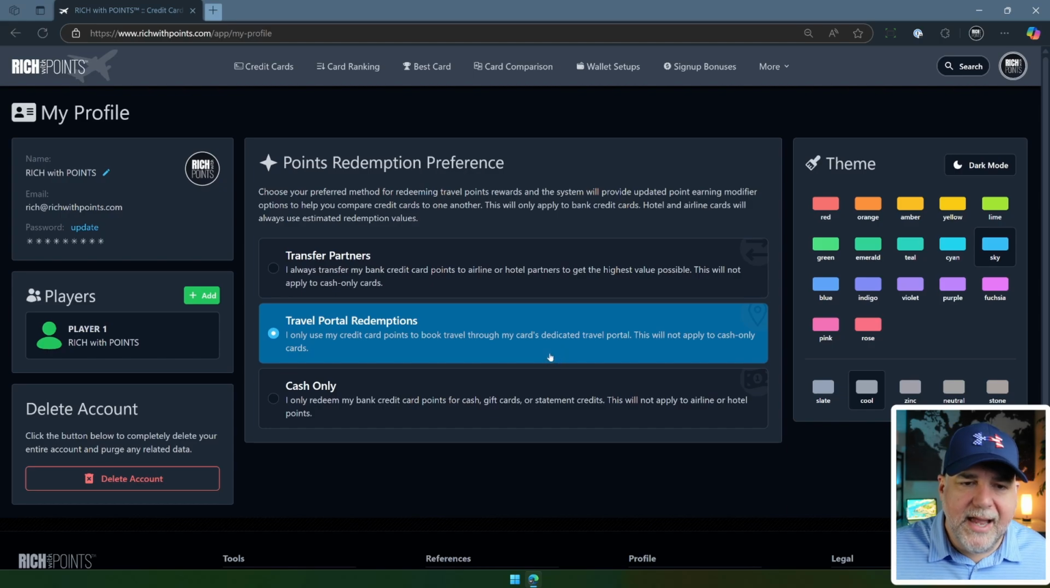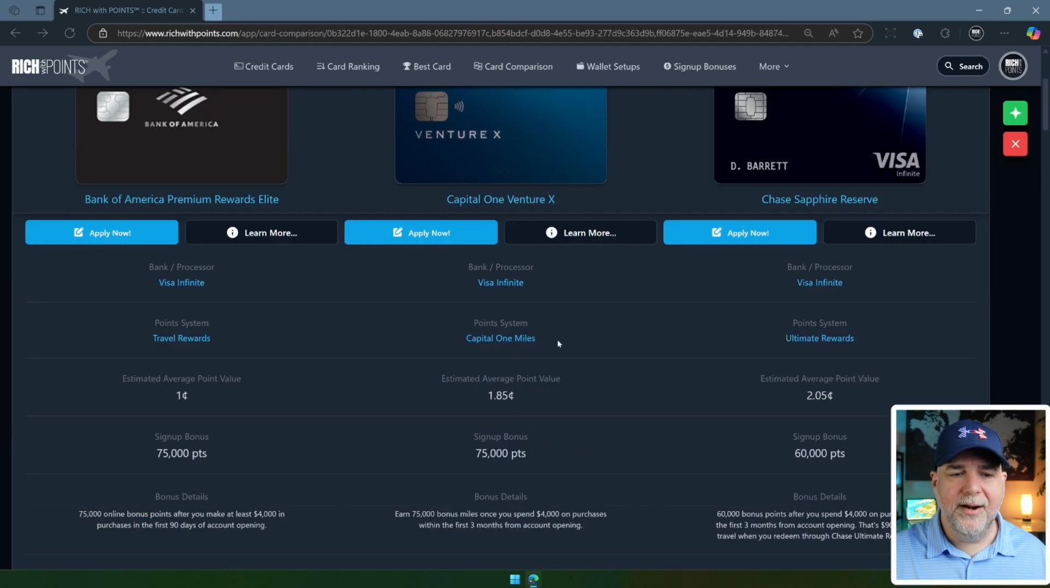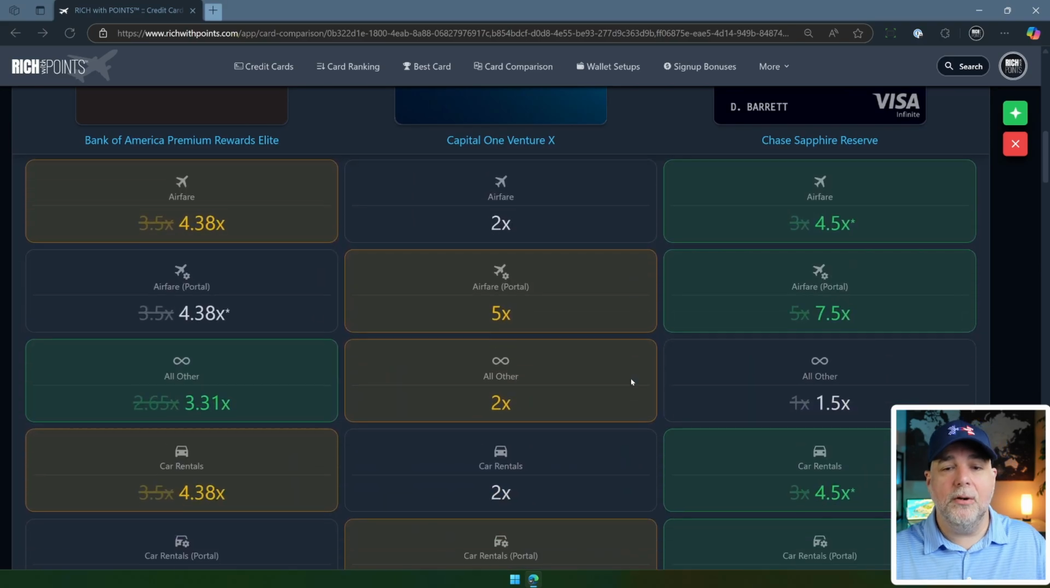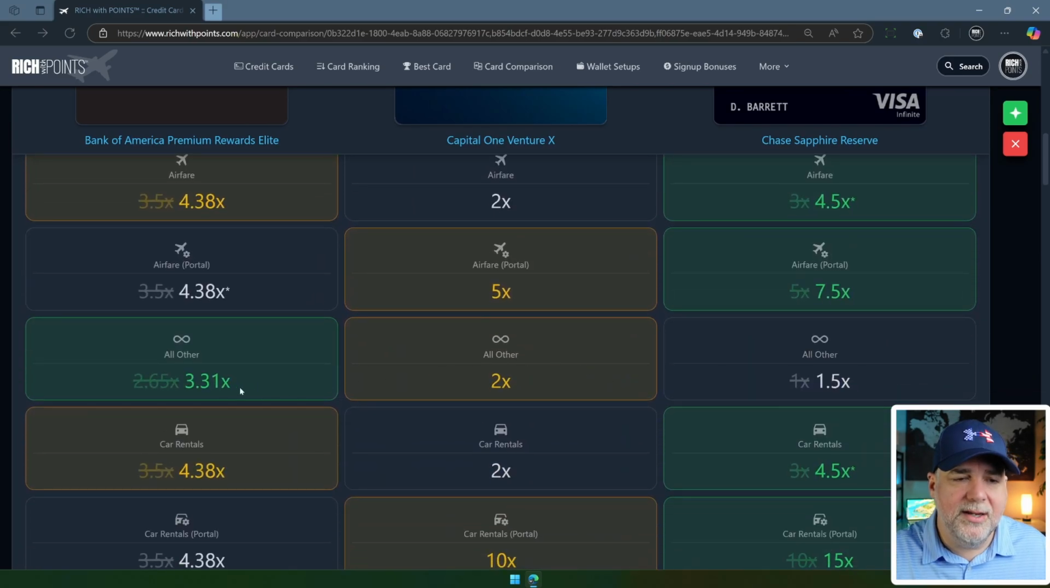It's not gonna be cash. We're actually gonna try to get more benefit out of the point value by redeeming in the travel portal, but we're not going to go as far as transferring those points over to some hotel chain or airline chain and trying to maximize that way. So now we'll come back to the comparison and see if we're doing it better. So, boom. All right, so we've got a win here in all other.